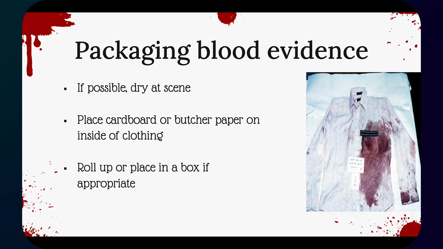Before any bloodstain or bloodstain item is collected, you need to ensure that it has been thoroughly documented. You want to allow the items to air dry at the scene if possible before packaging. If you have clothing, you want to put some cardboard or some butcher paper on the inside of the clothing before you fold it up to keep the blood stain from transferring to a different place on the clothing. And then roll it up or place it in a box if appropriate, but definitely it needs to be in breathable paper-like material.